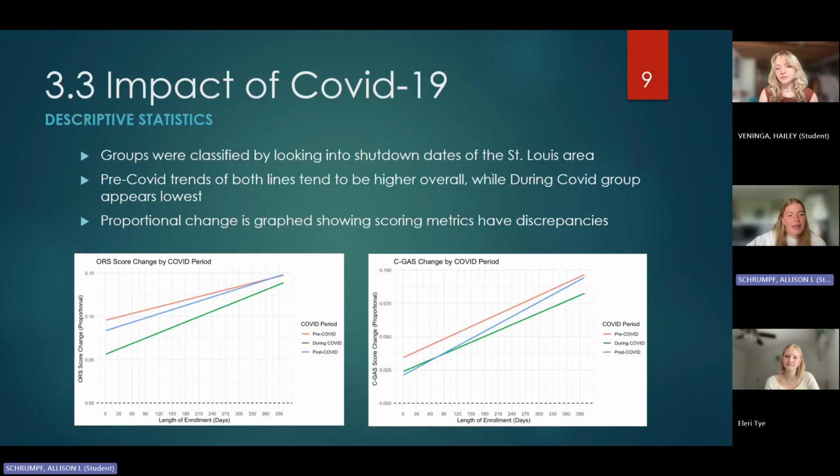So looking into the graphs now, we can see that for both graphs, the pre-COVID group has an overall higher score change than the other two groups, by length of enrollment. So this is saying that that group performed better over time than the other two groups, whereas the during COVID group is overall generally the lowest of the three. And we can also see from the two graphs side by side that the slopes differ pretty heavily, so there are some discrepancies among the two different scoring metrics.